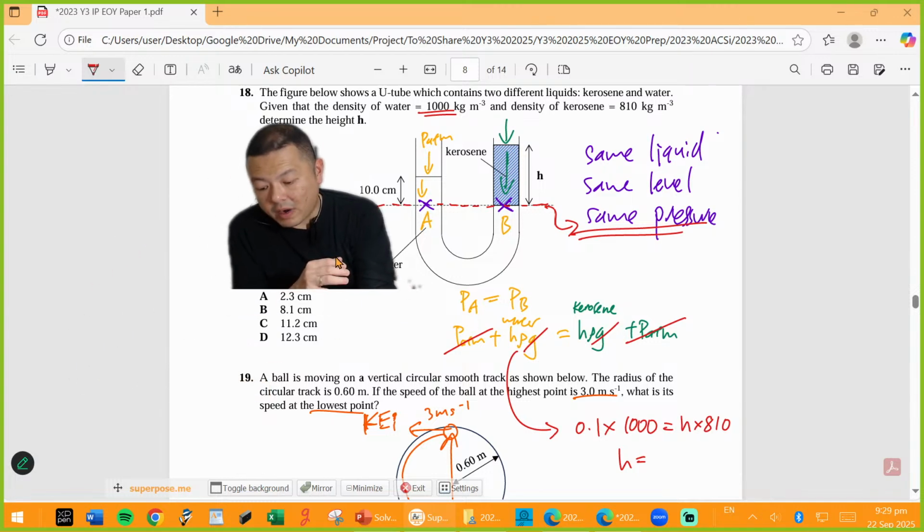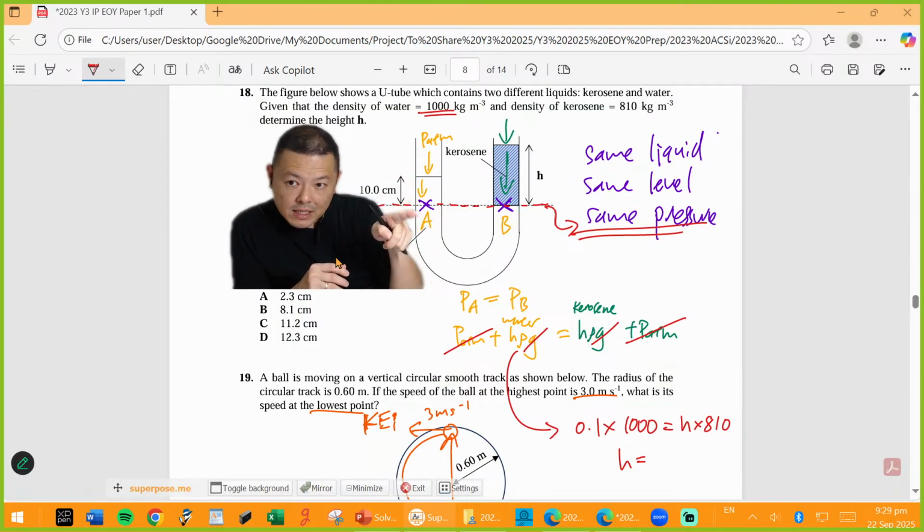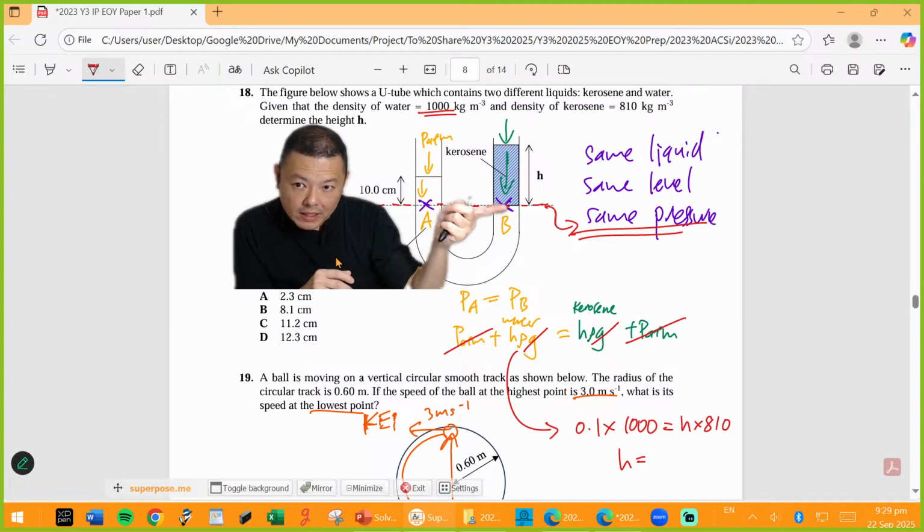No, you're right. You're right. It's two different liquids, yes. But you see this level here? This is the top of the water. This is the boundary of the water. We can take that level. Right? We can take that level.